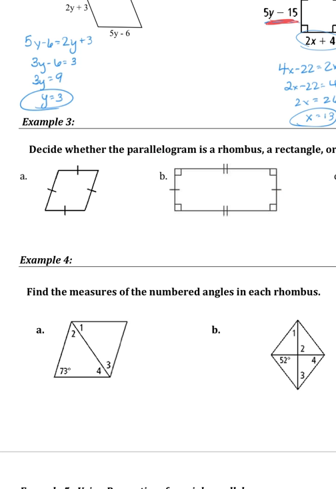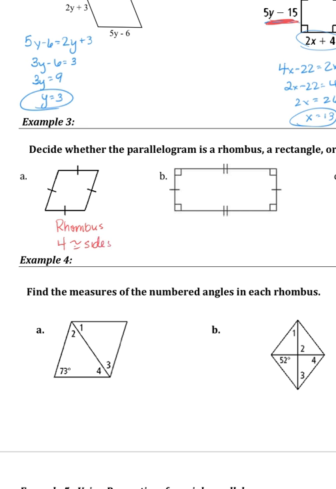For example 3, we're going to decide what parallelogram this is. Is this a rhombus, a rectangle, or a square? And we're going to decide why using its properties. On the first one, I notice it has 4 congruent sides. That means it's either a rhombus or a square, but looking at that, it does not have right angles. So this does have to be a rhombus, and our reason is it's got 4 congruent sides.